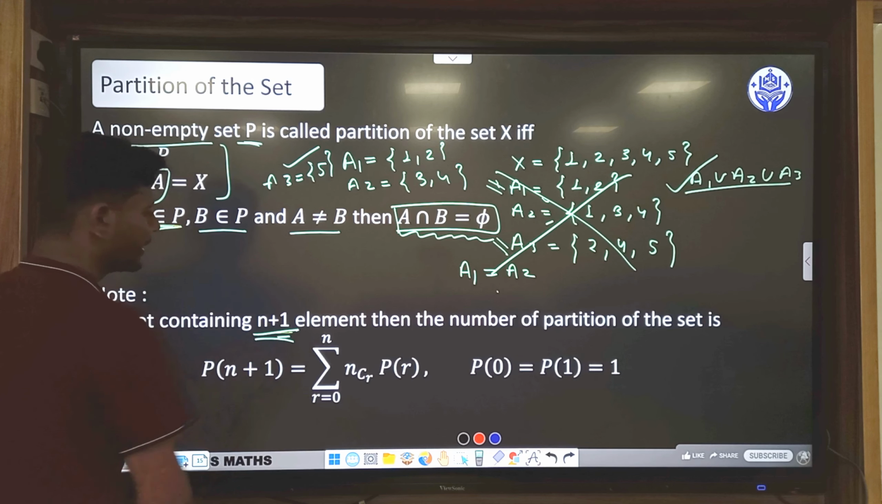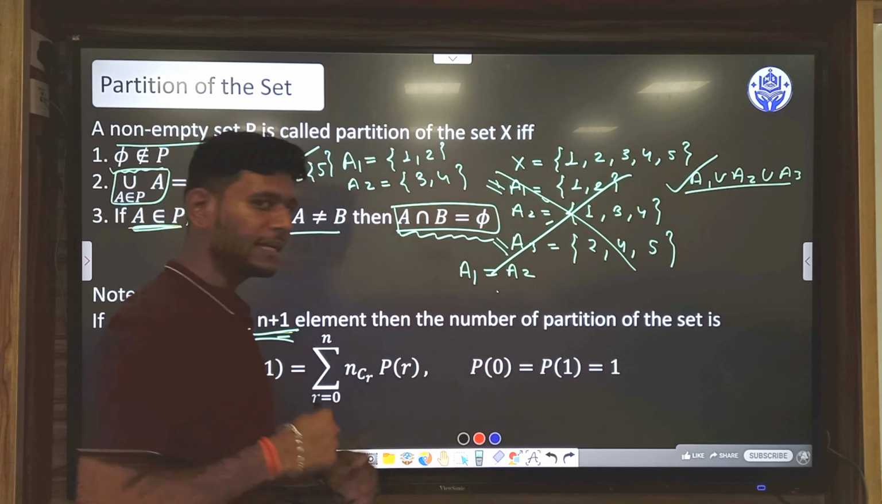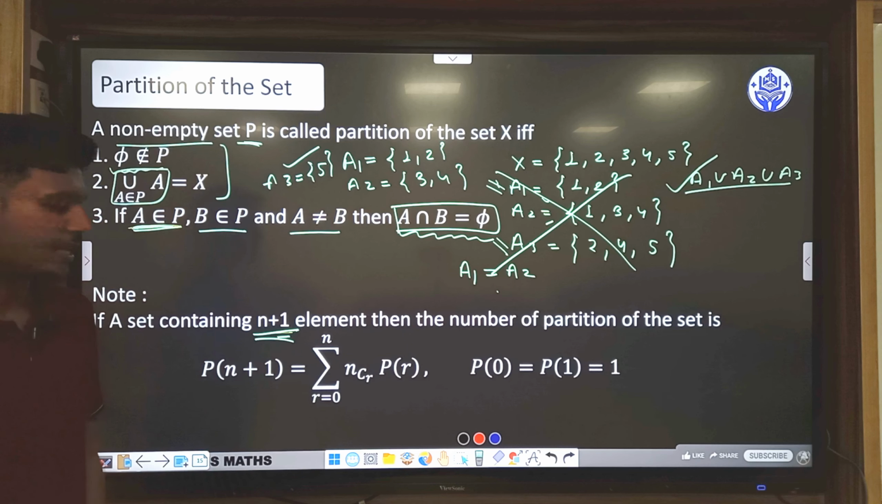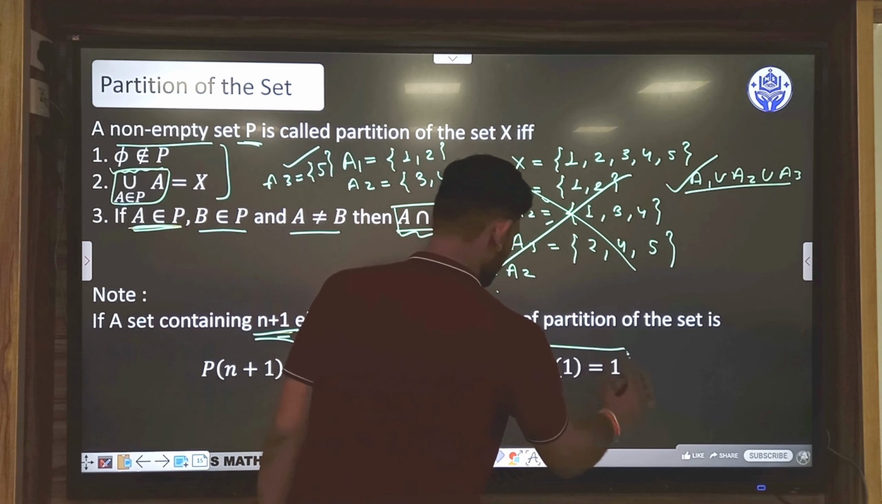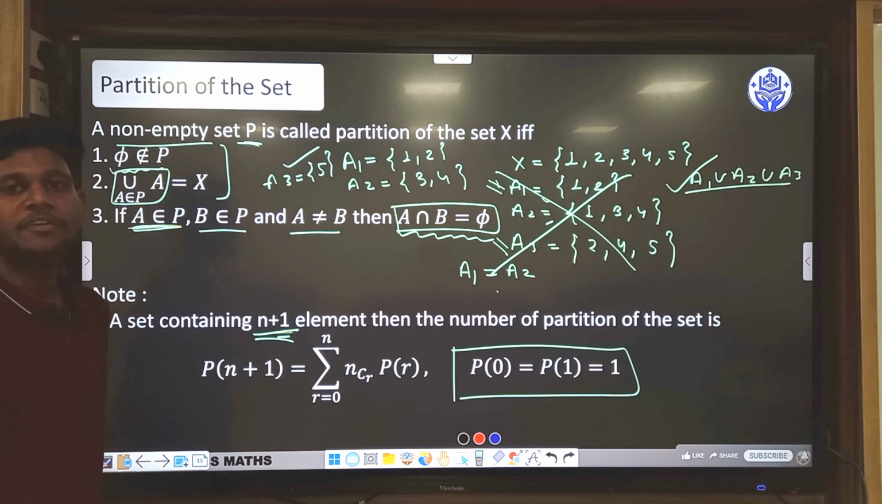Okay, next we have a set containing n plus 1 elements. Then the number of partitions of the set: how many partitions will there be for that particular set? This is the result, and one of the results is that P(0) and P(1) are equal to 1.